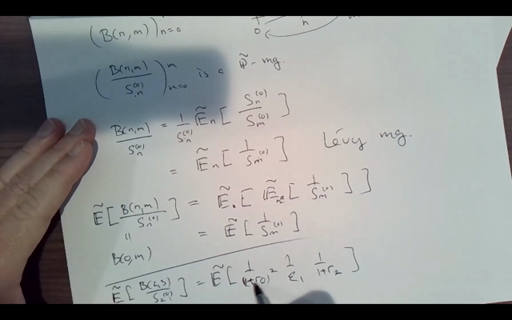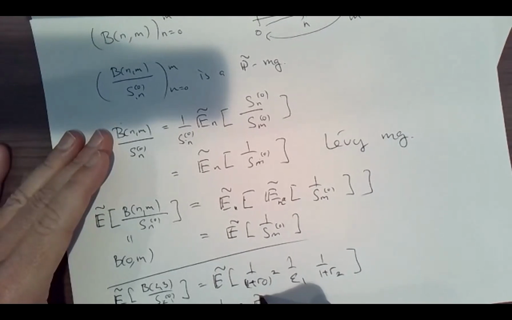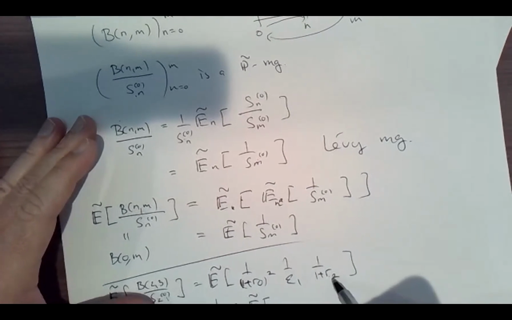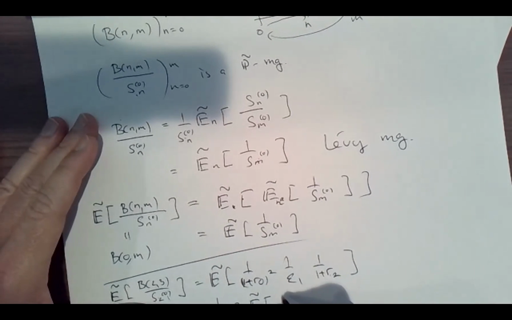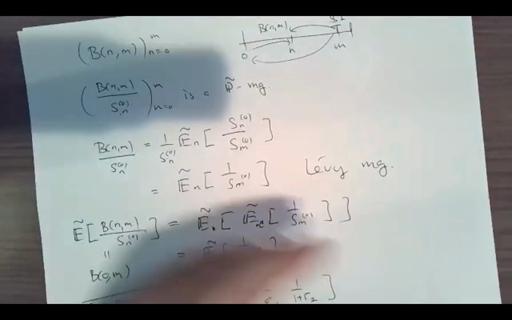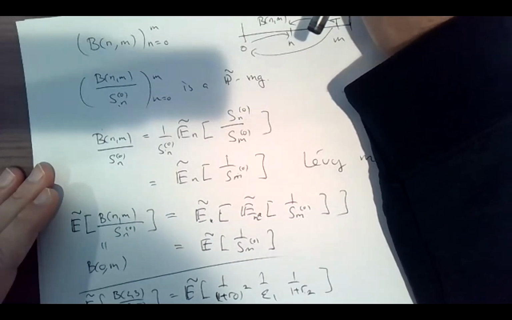Okay, this part goes outside. And then, what do we get here? This is 1 over epsilon 1. What do we get here for 1 plus R2? We need that formula we had in the problem formulation. Bring that up.